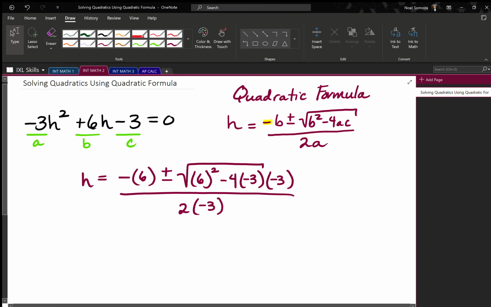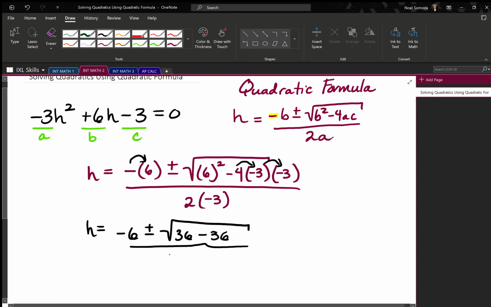Alright, so let's go ahead and clean up as much as we can. Negative times 6 will just be negative 6. So h is equal to negative 6 plus or minus the square root of 6 squared, which is 6 times 6, so that's 36. And now we have to multiply negative 4 times negative 3, which would be positive 12. But then we have times negative 3 again. So that's going to be 12 times negative 3, so that's negative 36. Okay? And then all over 2 times negative 3, which is negative 6 again.